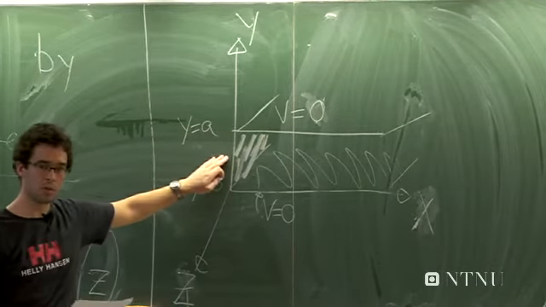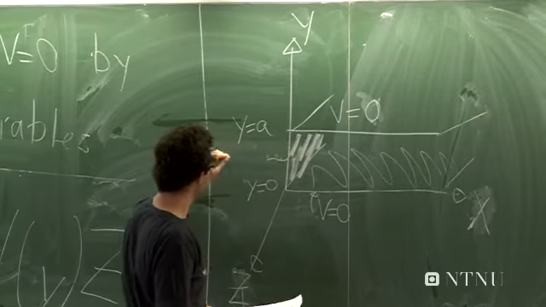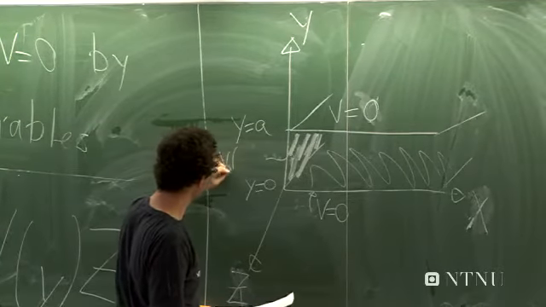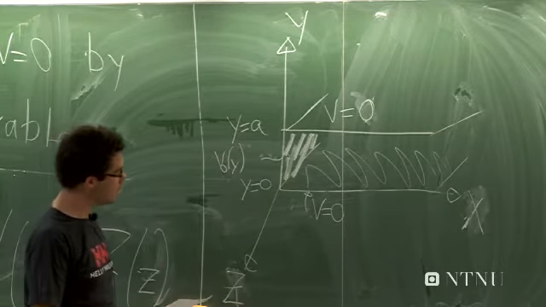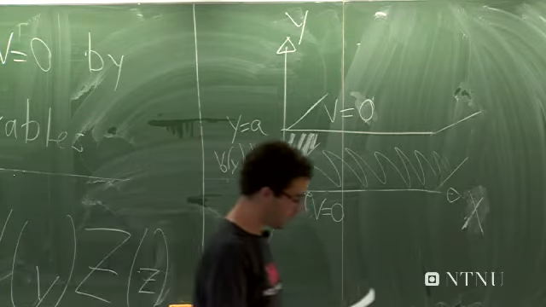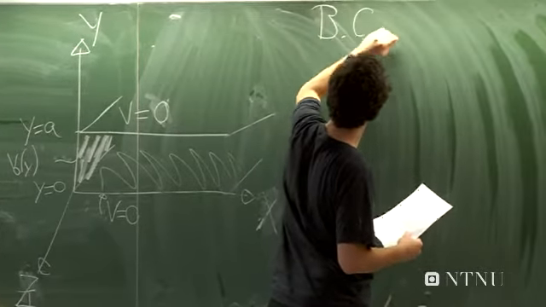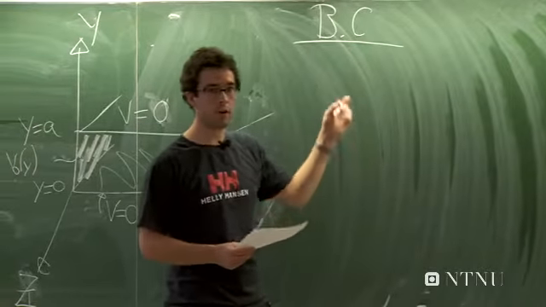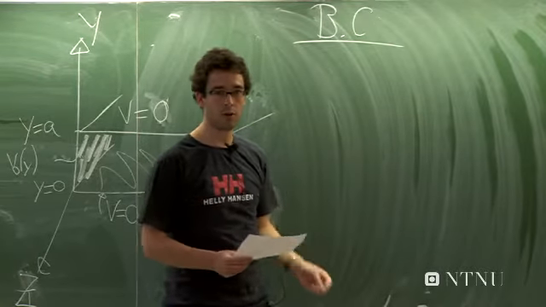And now at x equals 0, I also put a plate, but at a different potential, which is called V naught of y. So let's just write down the boundary conditions for this. And now we all agree that BC stands for boundary condition, so I don't have to write that all the time.